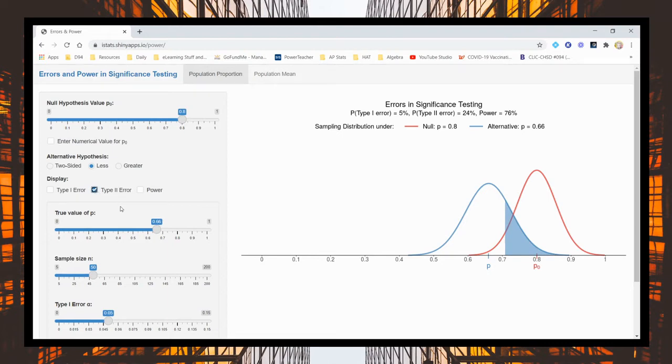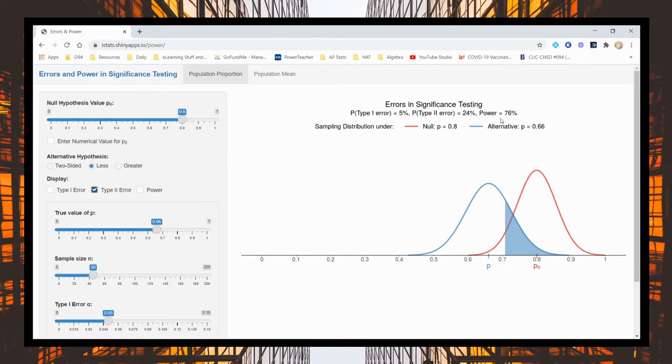Boom. There we go. Now, if you look at this, just real quick, this red curve is assuming that our null hypothesis is true. So that is where the center is. That's our mean. The blue one is saying, okay, that is what's actually going on. So that's why it's centered at 0.66. And then the power, if we look up here at the top, it says the type 2 error is 24% and the power is 76.